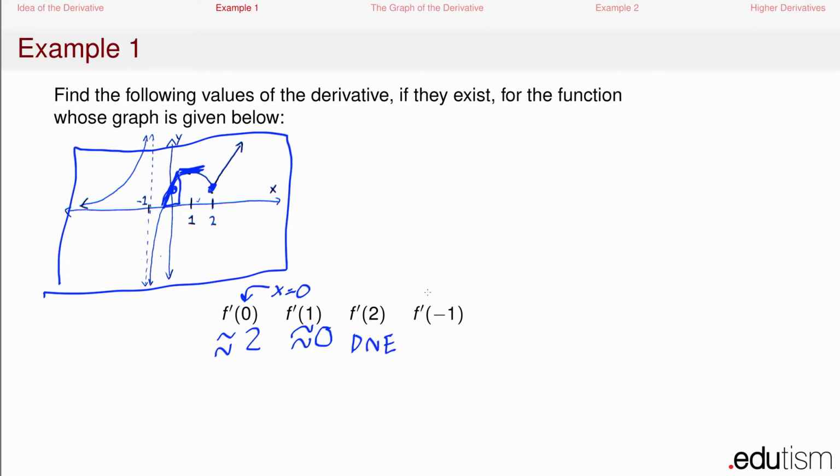If we want to take f prime of negative 1, we want to draw a tangent line at the point of the graph where x is negative 1. At negative 1, there's a vertical asymptote, which means there's no point on the graph when x is negative 1. In that case, you cannot draw a tangent line, so the derivative does not exist. Note, at any point on the graph where the function is discontinuous, the derivative is never going to exist.